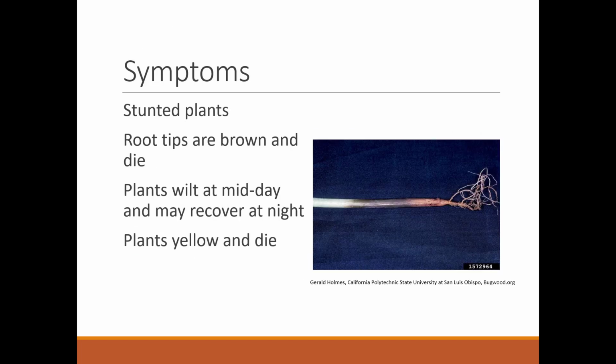So symptoms include stunted plants, root tips that are brown and die. Plants wilt in the middle of the day and may recover at night. And this isn't due to a drought wilt, like you haven't watered it and it recovered. This is the plants showing that wilt at midday and then coming back on at night without any sort of watering happening. And then the plants yellow and die.